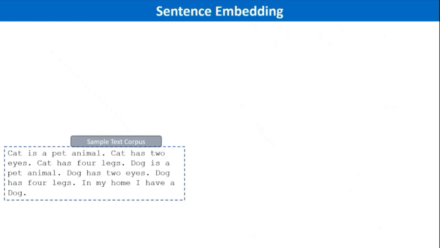Now we know something about word embedding. Let us see how the same concept is extended to sentence embedding. This is our sample text corpus. By representing sentences from our sample text corpus in a multi-dimensional vector space using the average of word embeddings, machine learning models can discern relationships at the sentence level.